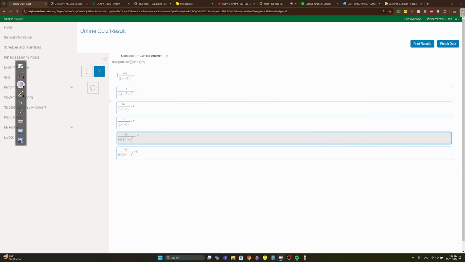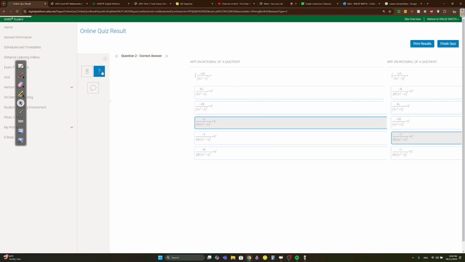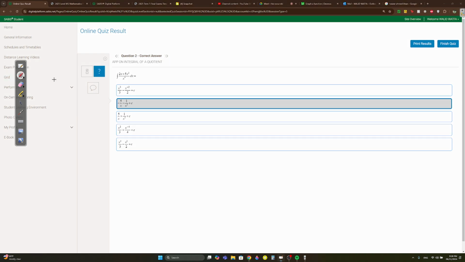Okay. Question 2. Here you have the integral of (2x plus 5x squared) over x to the power of 4. Whenever you have a fraction, I like to split it up into 2. So it's going to be 2x over x to the power of 4 plus 5x squared over x to the power of 4 dx. This is the integral.